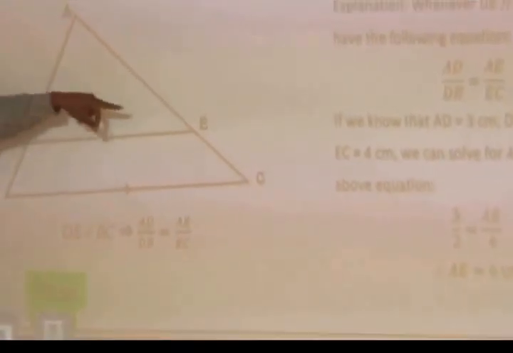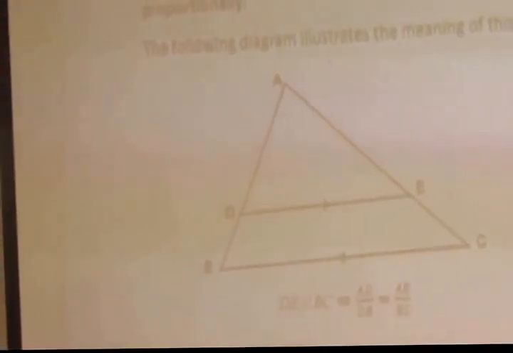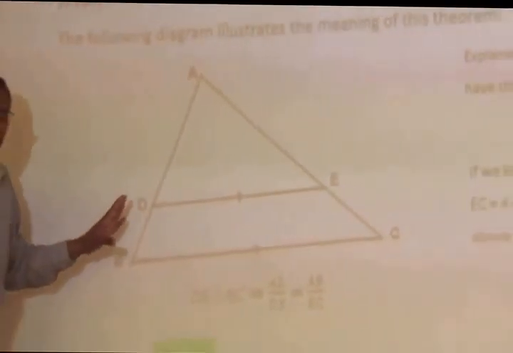How many triangles? Only two triangles, no more than two triangles. The small one, AE, and the big one. Now DB doesn't belong, it's not a side of any particular triangle. It is a side of a trapezium, but not the side of any triangle.